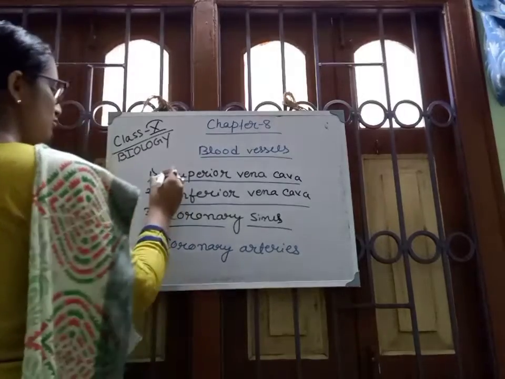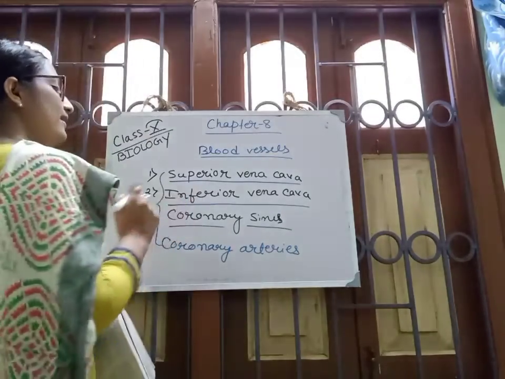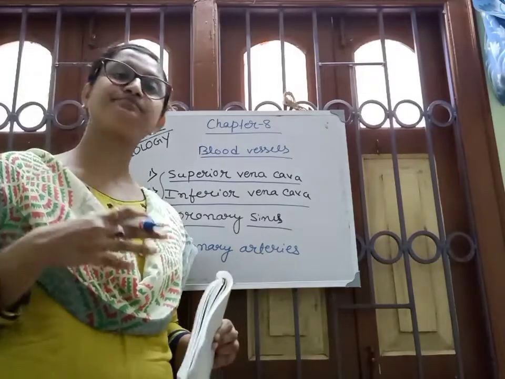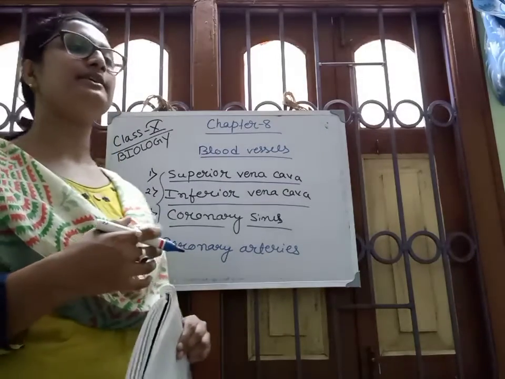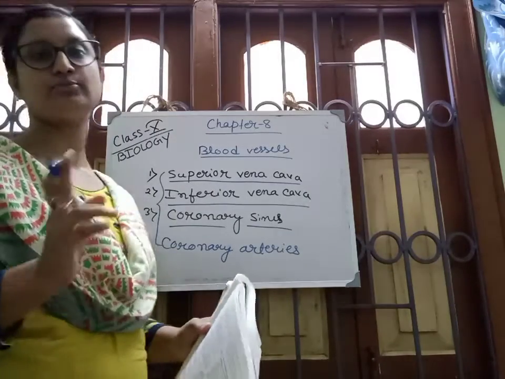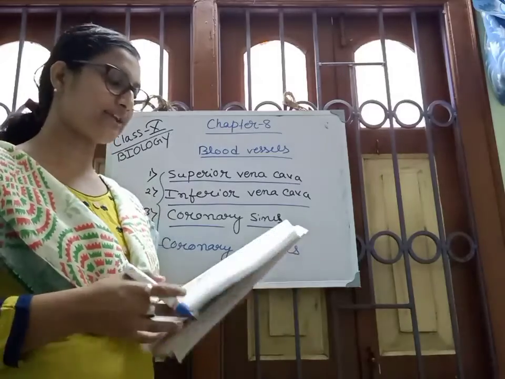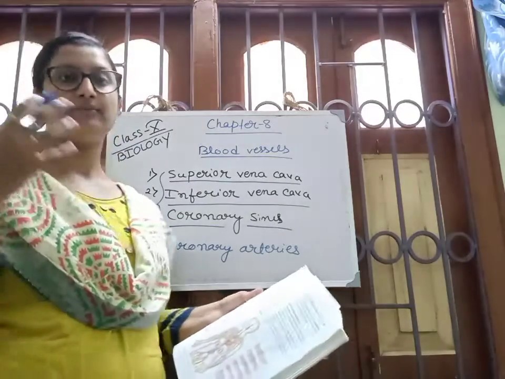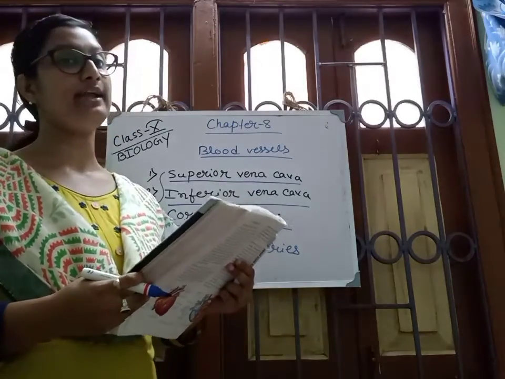These are the three blood vessels entering the heart. The first, the superior vena cava, carries deoxygenated blood from the upper region of the body, and the inferior vena cava brings deoxygenated blood from the lower region. The coronary sinus brings the deoxygenated blood from the heart wall. And the left auricle receives the two pairs of pulmonary veins.